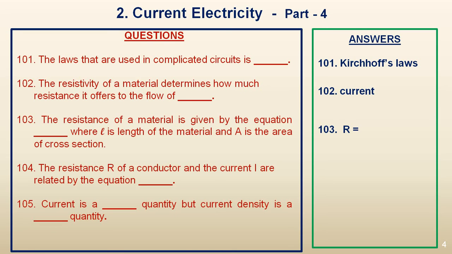Here the answer for 103 is R equal to L by sigma A. R is the resistance, L the length of the conductor, sigma we know is the conductivity, and A the area of cross section of the conductor. Question number 104. The resistance R of a conductor and the current are related by the equation R equal to V by I or V equal to I into R. Question number 105. Current is a scalar quantity, but current density is a vector quantity.